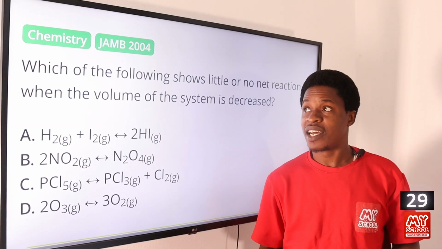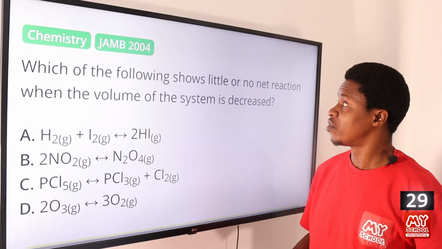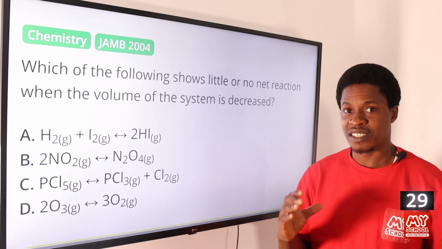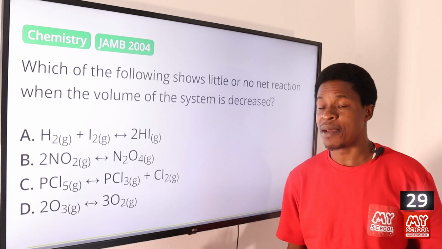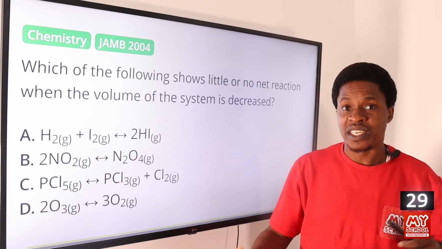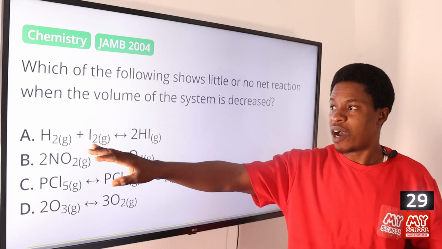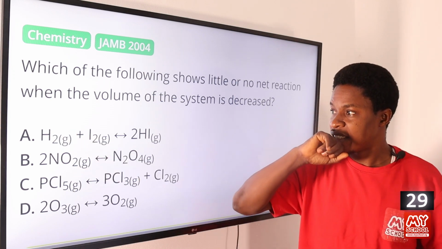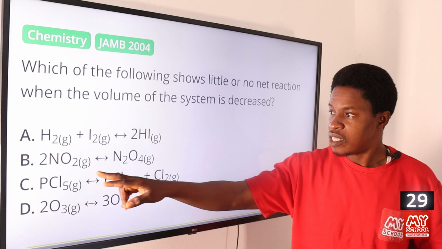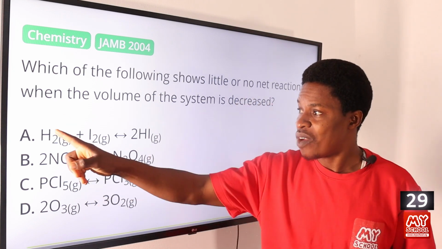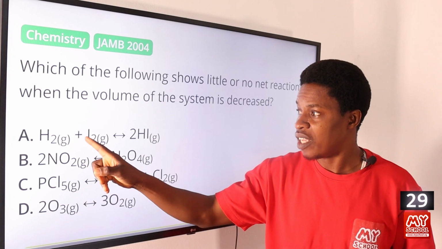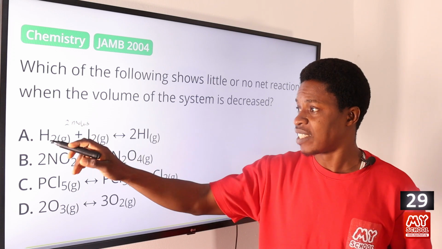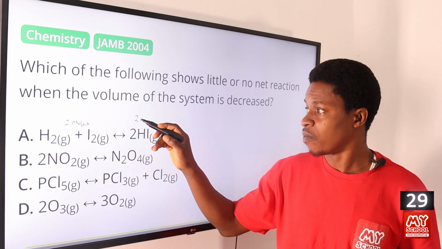On to question number 29. Which of the following shows little or no net reaction when the volume of the system is decreased? If you decrease the volume of the system, what happens? Is there an effect in the system? So let's look at option A. It says we have hydrogen reacting with iodine gas, and we have 2 moles of this. Let's look at the number of moles. We have 1 mole here and 1 mole here. So 1 plus 1, we have 2 moles on the left hand side, and then we have 2 moles on the right hand side.